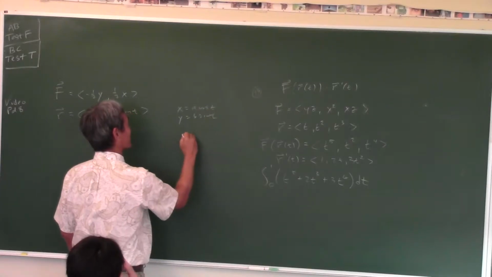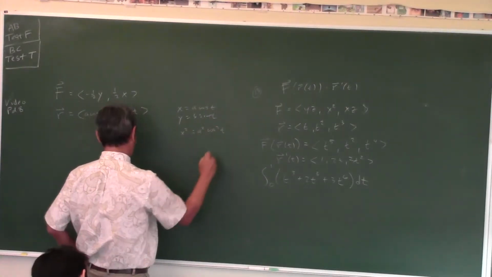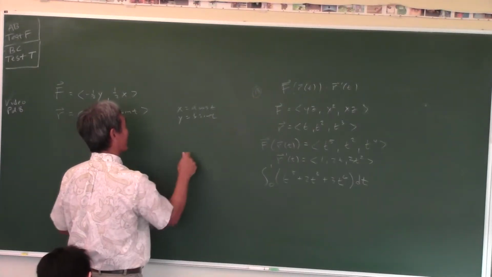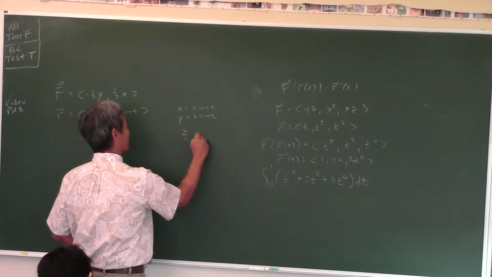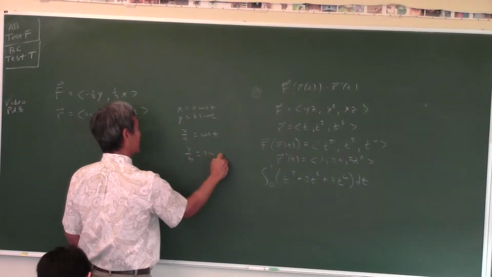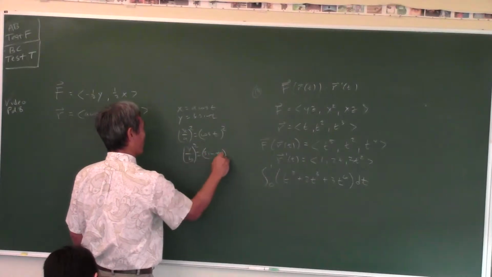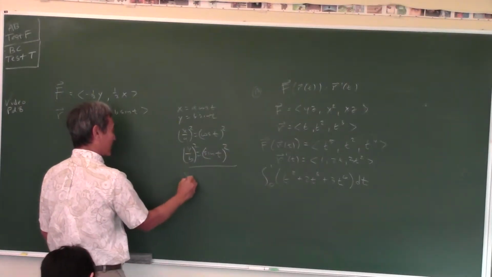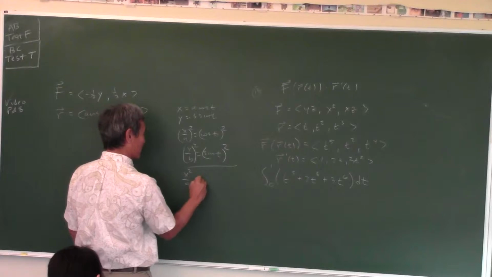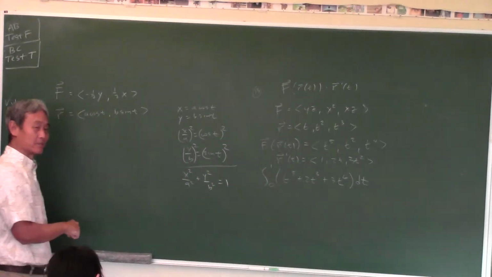Square the first equation: x squared equals a squared cosine squared t. We should have divided by a first. x over a equals cosine t, y over b equals sine t. Square the equations and add them, and you get x squared over a squared plus y squared over b squared equals 1. There you go, ellipse in standard position.